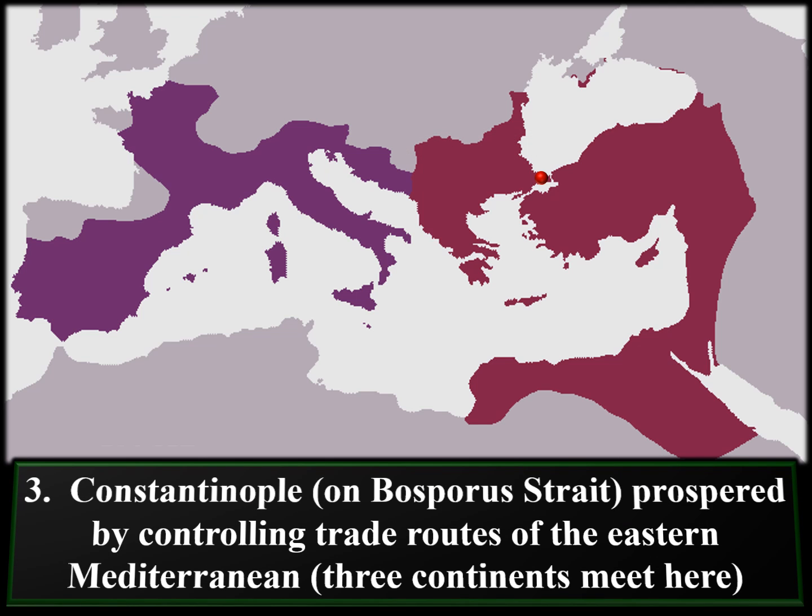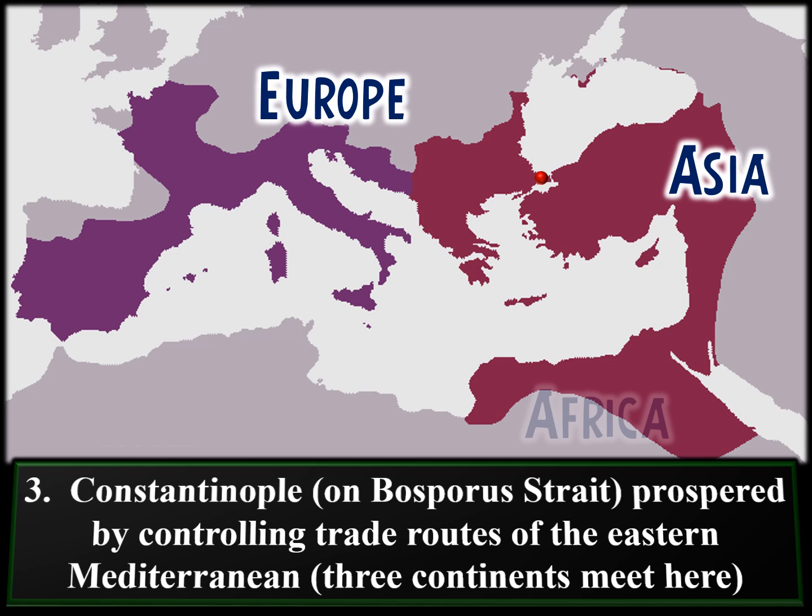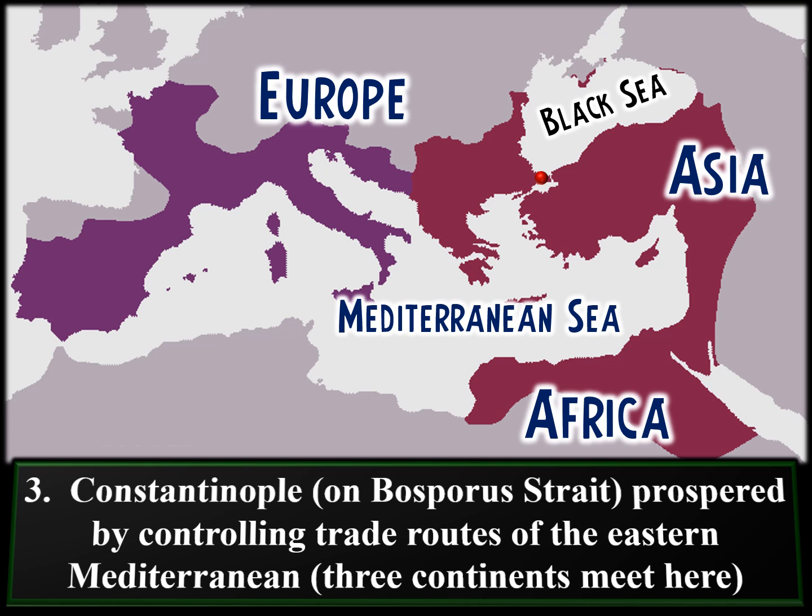Constantinople is on the Bosphorus Strait, and it prospered by controlling trade routes of the eastern Mediterranean. Three continents meet here at the Bosphorus Strait, and it's marked in red on the map. You see there's Europe, Asia, and Africa all meet in part of this Byzantine Empire. The Mediterranean Sea and the Black Sea are also located there.